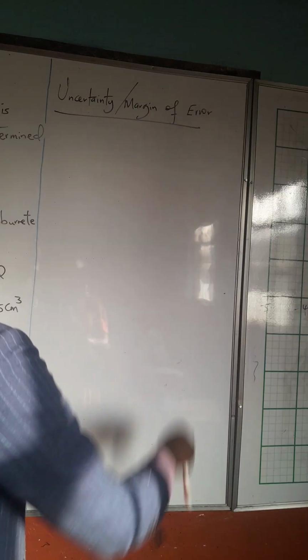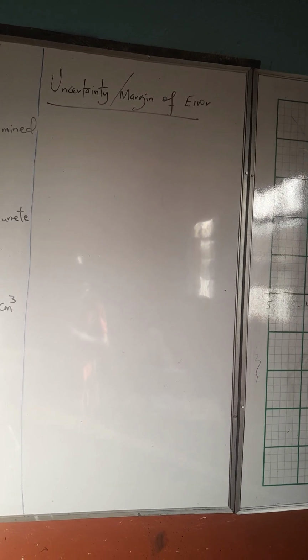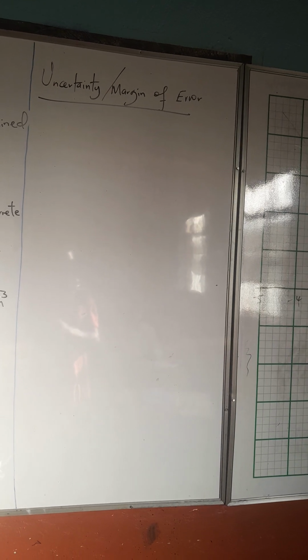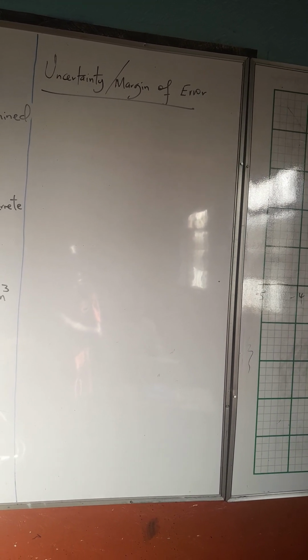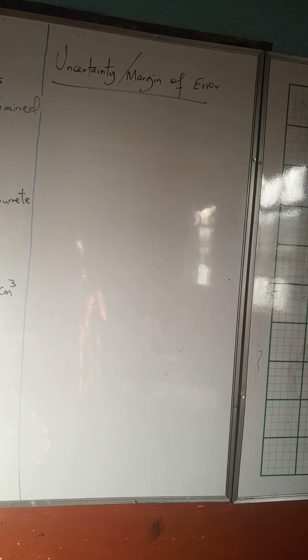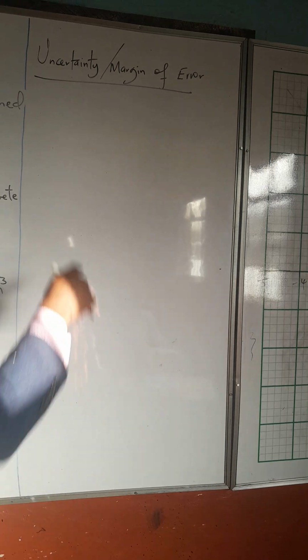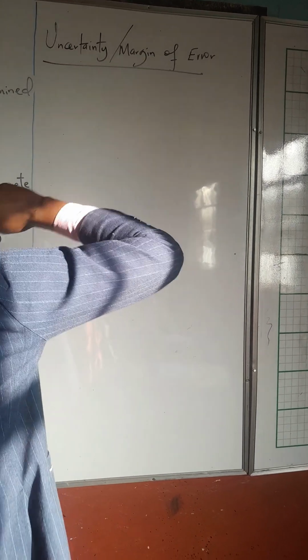So let's talk about uncertainty or margin of error during titration practicals. Whenever you are carrying out any practical in the laboratory, you are bound to make mistakes or errors. So you are not going to be 100% accurate. So we talk about uncertainty or margin of error.